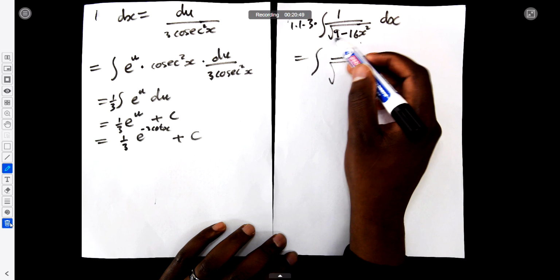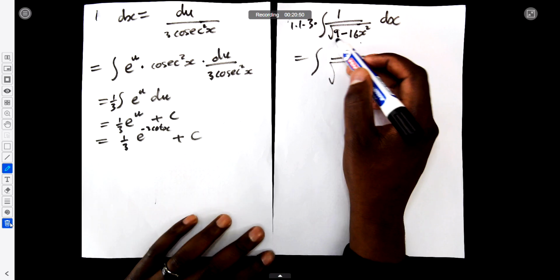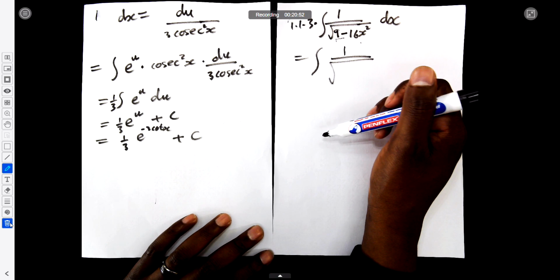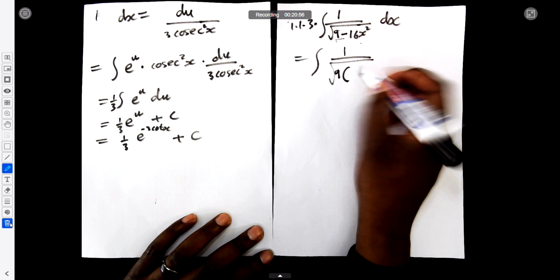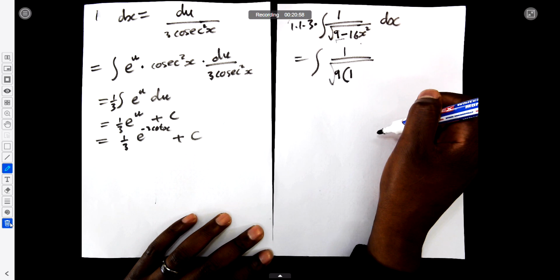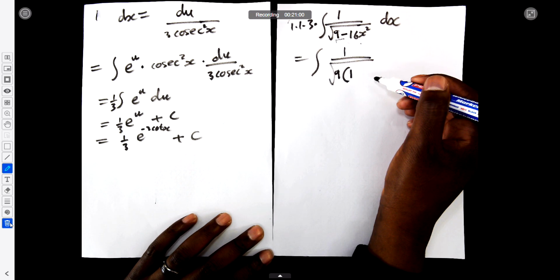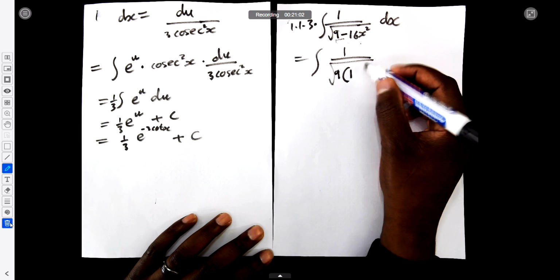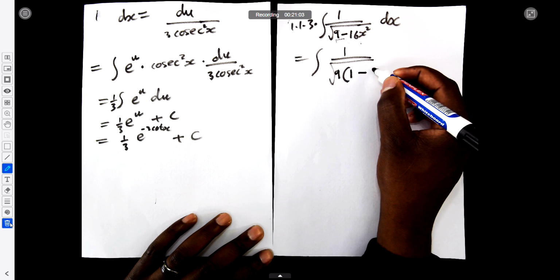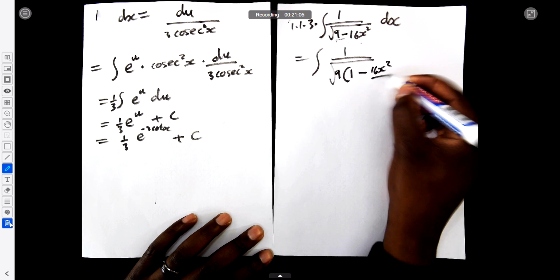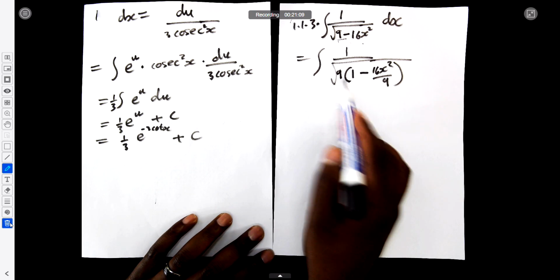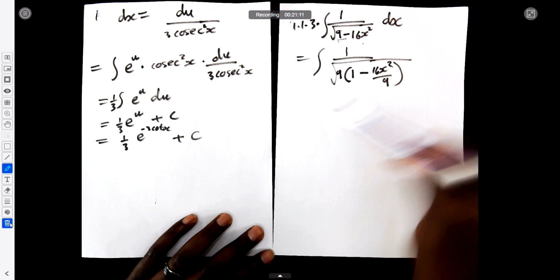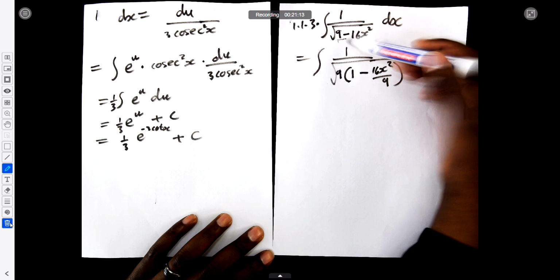So if you want to just have 1 squared, please take out a common factor of 9. If I take out a common factor of 9, 9 divided by 9, I have 1. If I divide 16x squared by 9, we're going to have what? 16x squared, all divided by 9. So that when I multiply back, I'm still going to get the top expression underneath the root.